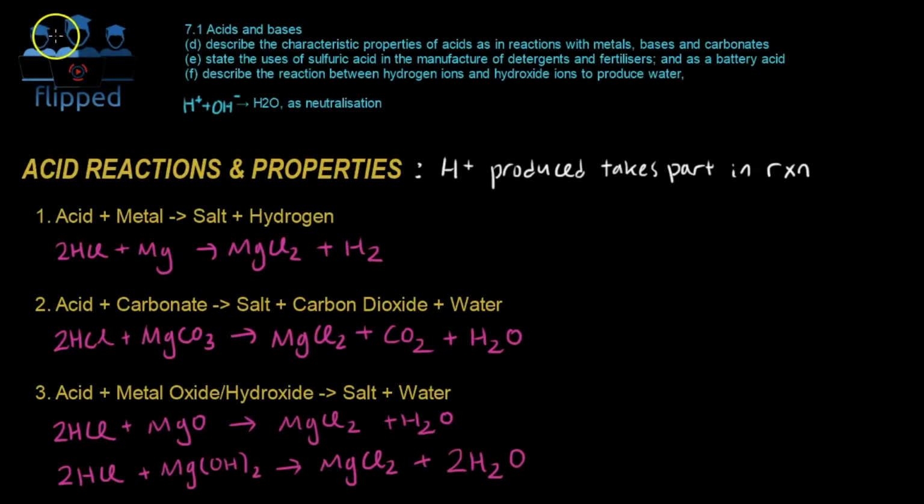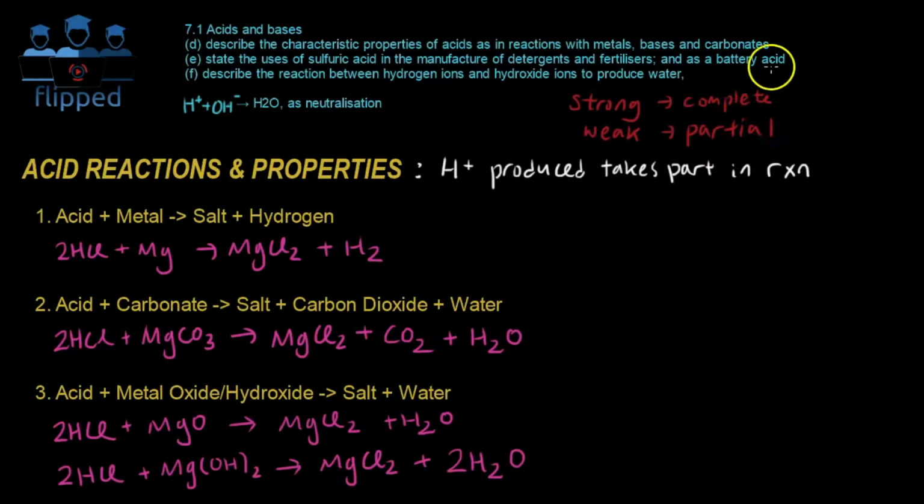Today we're on acids and bases, and now we'll be talking about the reactions and properties of acid. In our previous video, we mentioned that there are two kinds of acid, strong and weak acid. Strong acid is complete dissociation, whereas weak acid is partial dissociation.